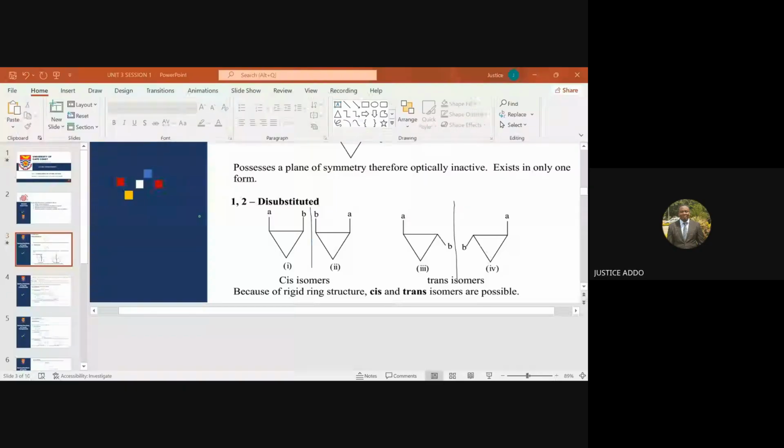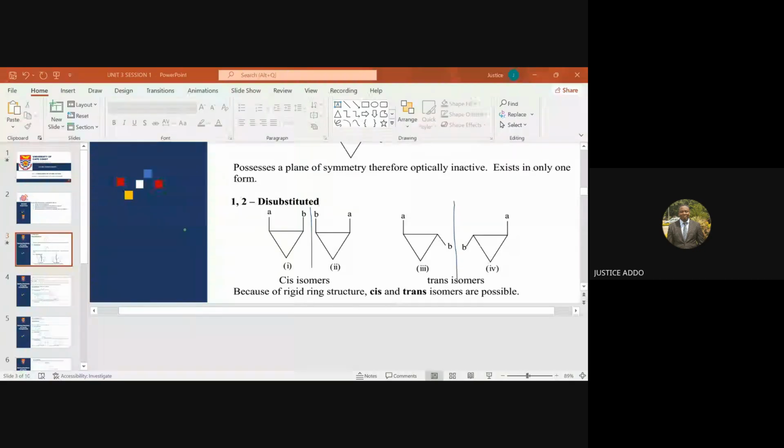Please, for the 1,2-disubstituted, if the A is not equal to B, for the cis, will you still get a plane of symmetry? No, you will not. And that's why I told you that for the cis and then the trans isomer, as it is on the screen, the letter A is not the same as B. So here, the implication is that they are two different what? Substituents. And if they are two different substituents, there's no way you can cut it into two equal halves. So there's no line of symmetry or plane of symmetry. And that makes it what? Optically active. And because it is optically active, it will exist in two forms. That is the I and then the II, its mirror image.